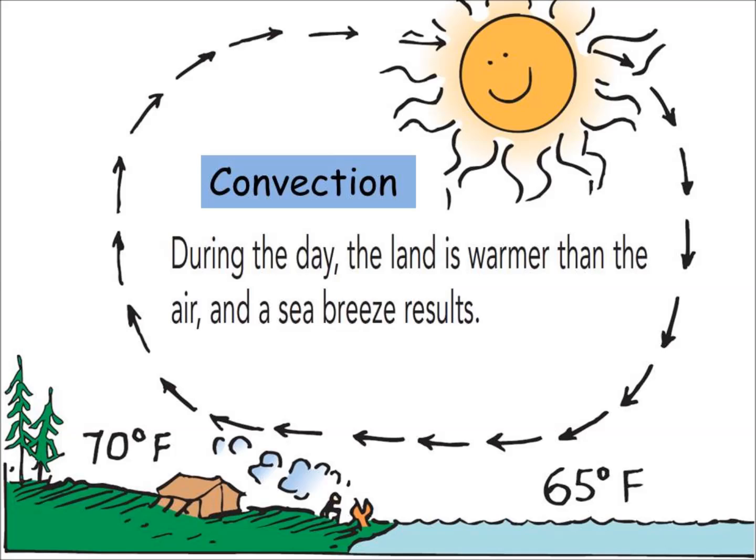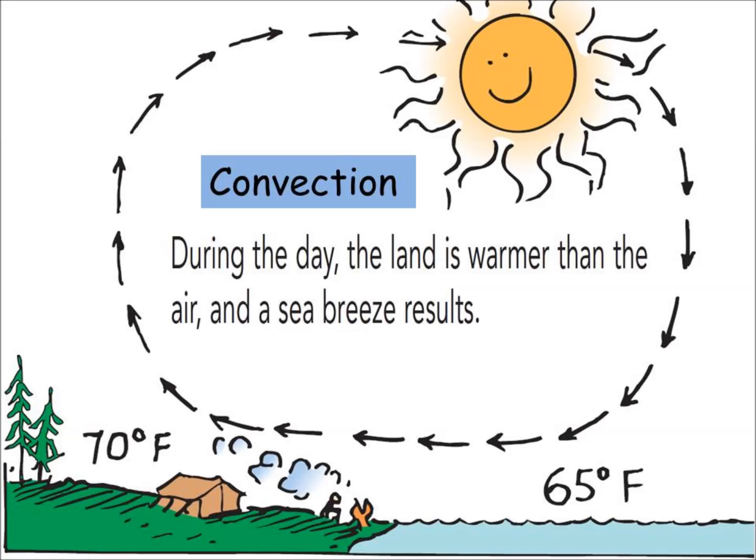Here I have convection. This is during the day. During the day, the land is warmer than the air, and a sea breeze results. So you get this flow where the air is rising over the land and falling over the water, and you produce this sea breeze. It's actually quite common, especially at the Jersey Shore. You get this breeze off the ocean.